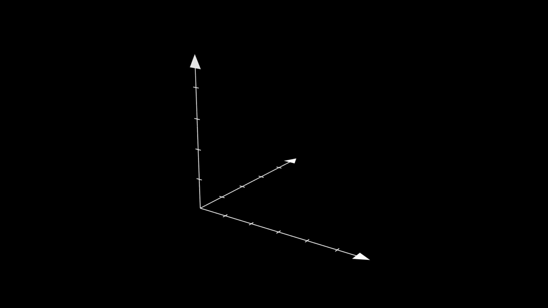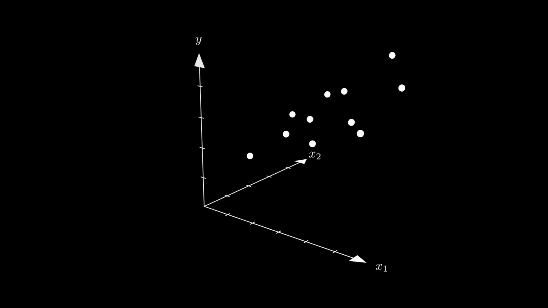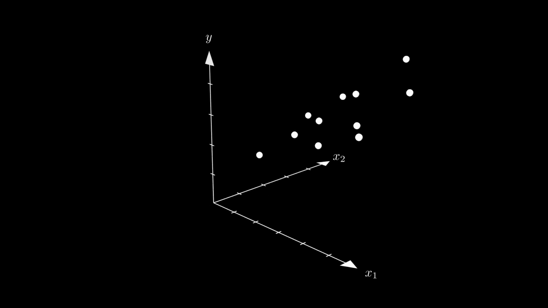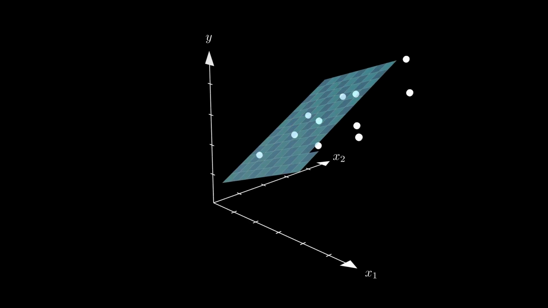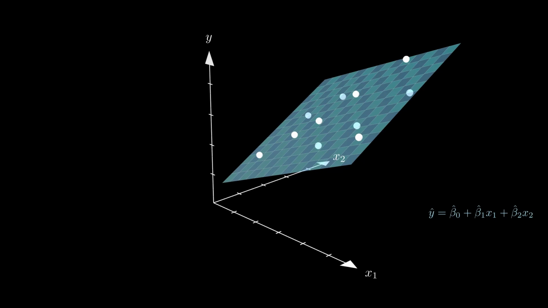Before we start discussing formulas, let's visualize what two independent variables and one dependent variable looks like in three-dimensional space. The bottom axes represent x1 and x2, our two independent variables. And the vertical axis represents y, the dependent variable. Each white dot represents an observed data point, a specific combination of x1, x2, and y values from our sample. The blue checkered surface is the fitted regression plane. It shows the predicted value of y for every combination of x1 and x2. Instead of a line, like in simple linear regression, we now have a plane.